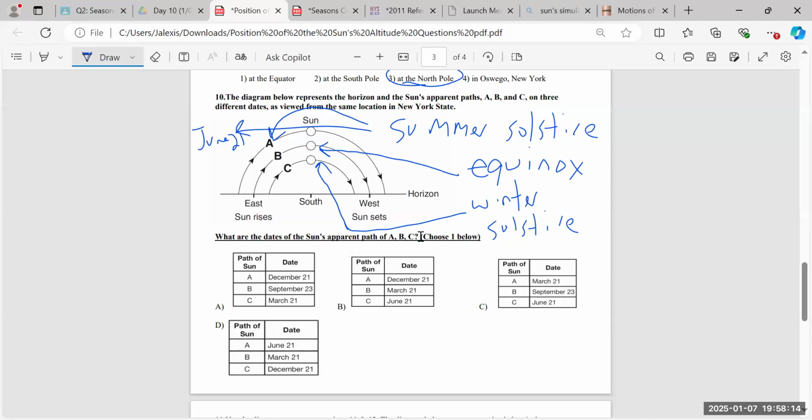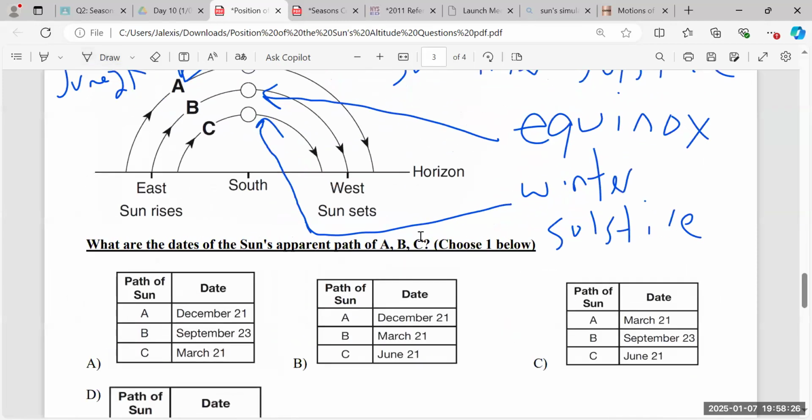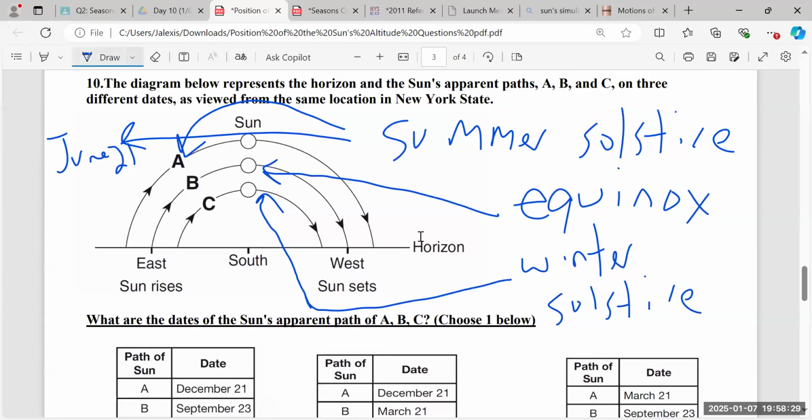So at A, what date is the summer solstice? June 21st. B, what date is the equinox? Remember, the equinox has 2 dates, right? Let me just zoom in so I can write it down. So B is going to be March 21st, or sometimes it could be the 22nd or the 23rd. And September 21st or 22nd or 23rd. And the winter solstice is going to be for C, December 21st, or it can be the 22nd.